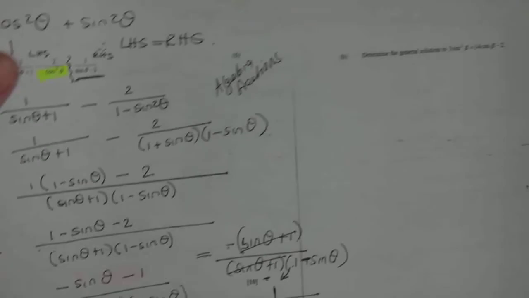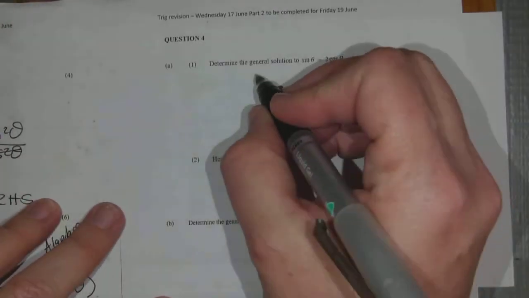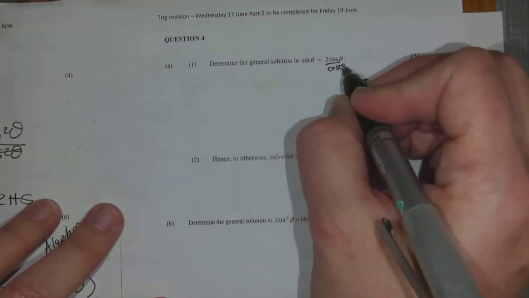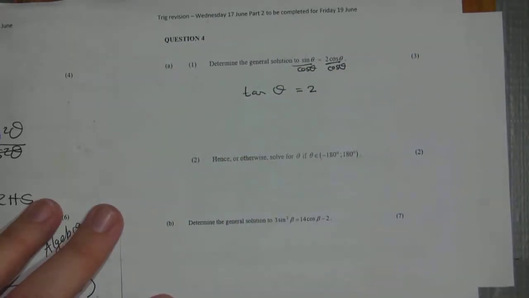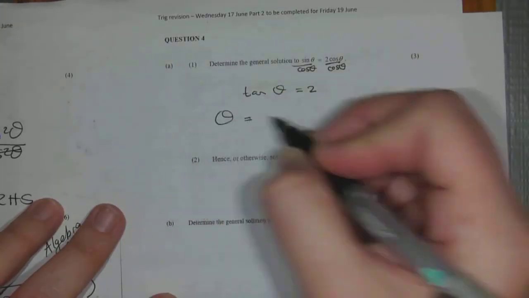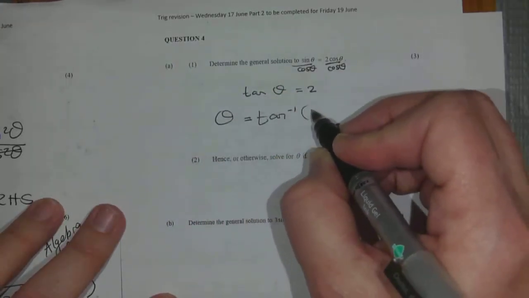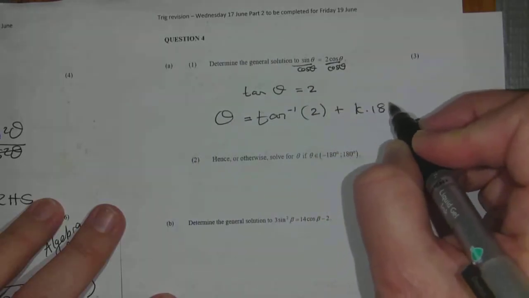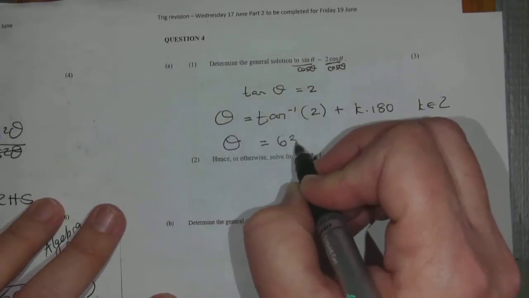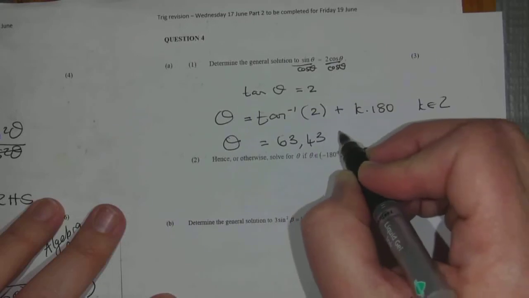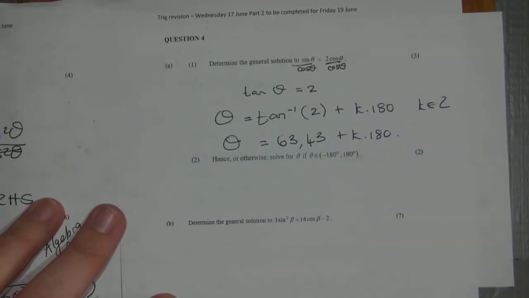Right, so if I look at the next question, it moves into general solutions. And the first one they give you there has to do with cofunctions. So if I divide both sides by cos, I get tan theta is equal to 2. What do I know about tan and general solutions? The inverse of tan plus k times 180, and k is part of integers, and my reference angle, if they don't tell you, always use 2 decimal places.